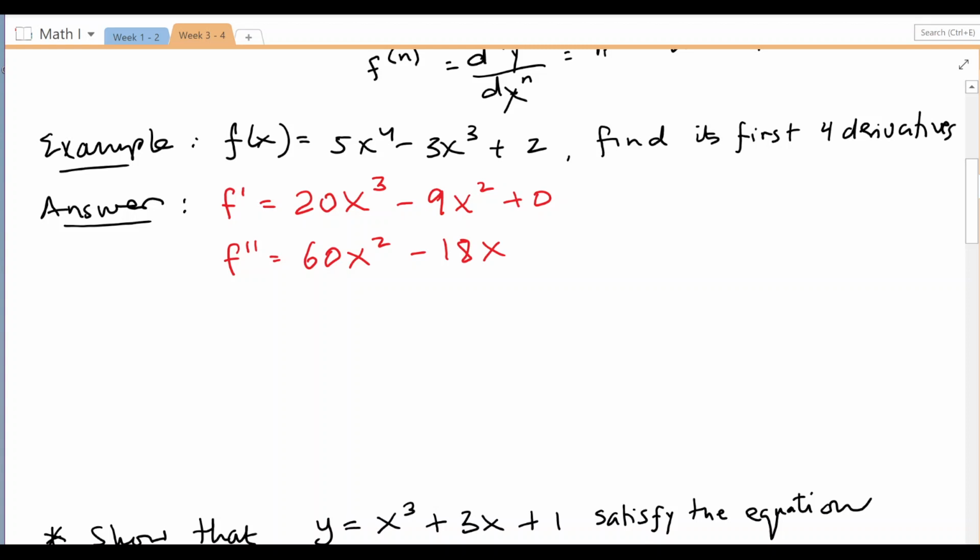And the third derivative equals 120x minus 18, and f^(4) is 120. That's the first 4 derivatives for the function.